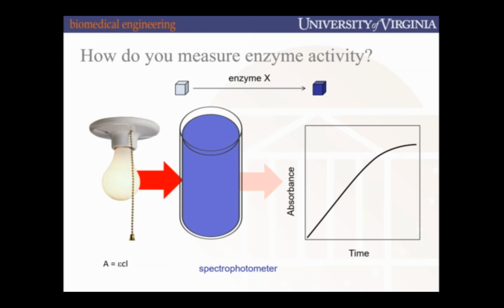To do this, we take advantage of Beer's law, that the absorbance A of any compound is a function of its extinction coefficient epsilon multiplied by its concentration C and the path length L. That's how long of a distance the light travels through solution. The nice thing about Beer's law is that absorbance varies linearly with concentration, so we can use this directly to read out the formation of product over time.